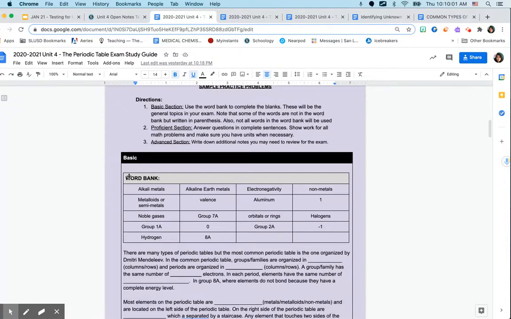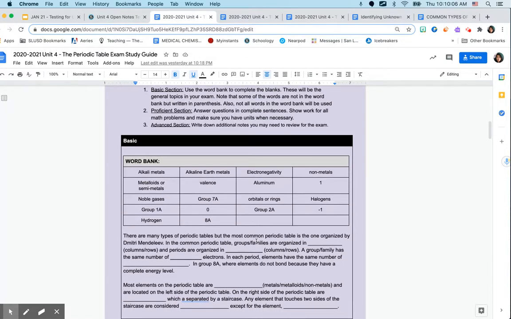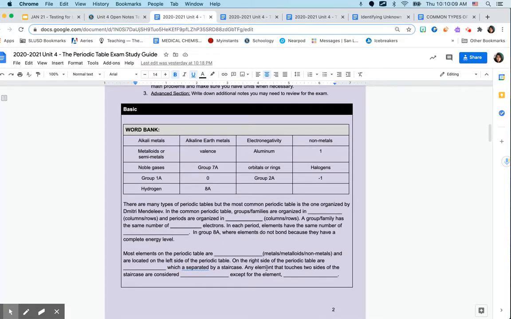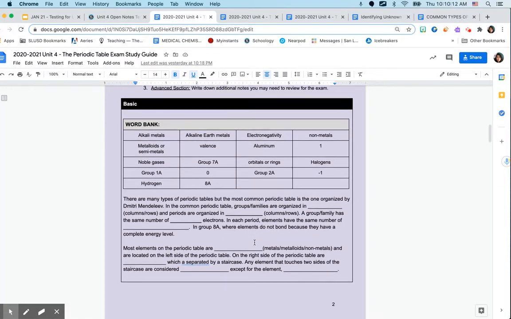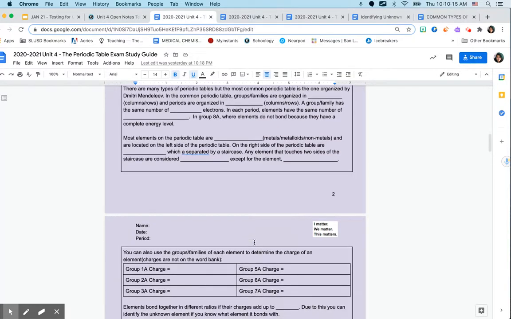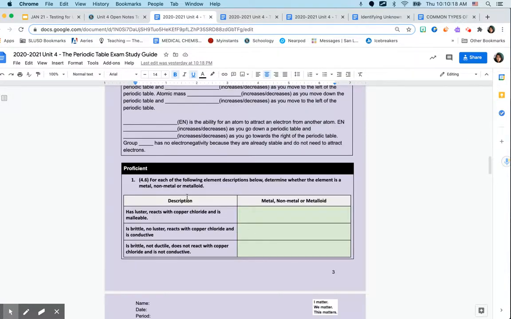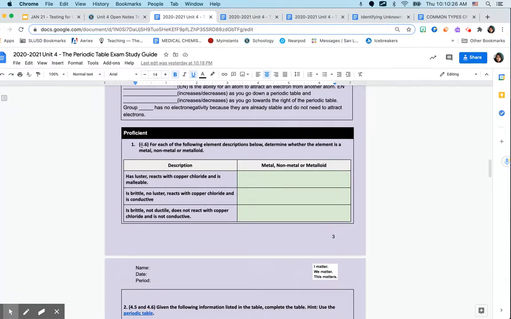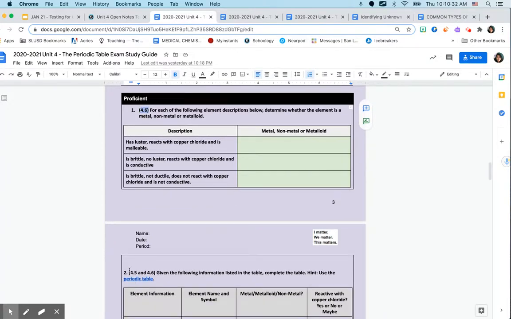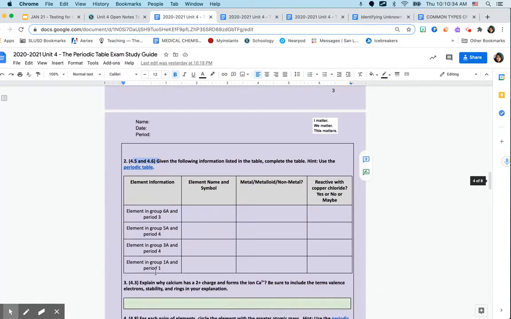Then notice below that there are 2 sections. The basic section is just common key terms that you should know for Unit 4, so it's fill in the blank. And in the proficient section are practice problems, or problems that you will most likely see on your unit exam. You might also notice that before the question, there's the number 4.6. This one says 4.5 and 4.6. This one says 4.3. What these numbers refer to are the Nearpod lessons.